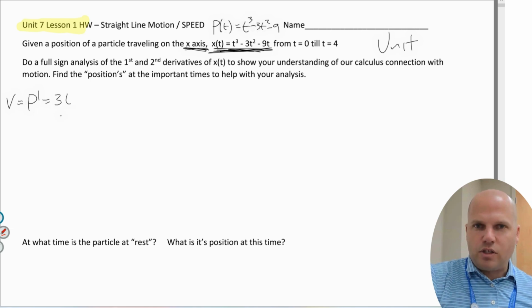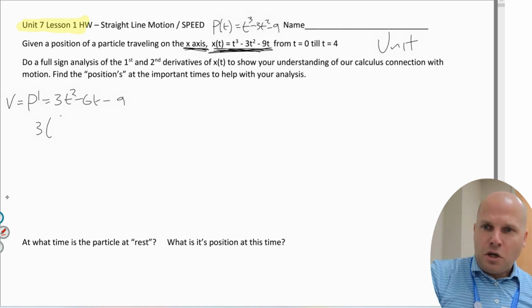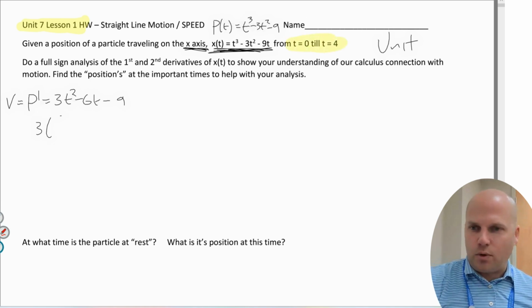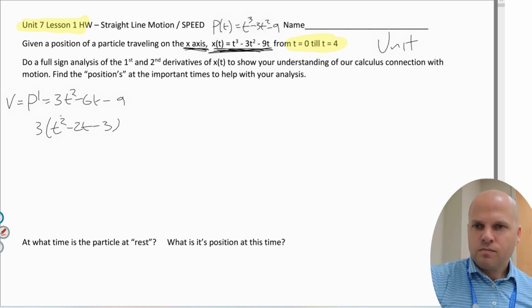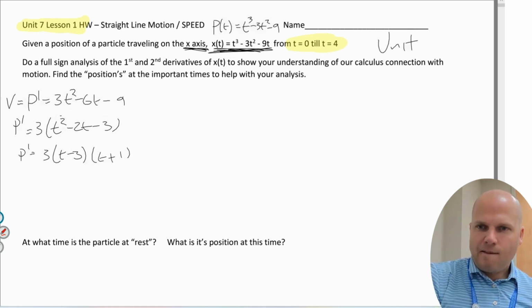P prime is 3t squared minus 6t minus 9. I will factor out 3. I'm looking at things from 0 until 4. This is important. We'll talk about that in a second. Going to factor, set equal to 0. I'll get t equals -1 and 3.